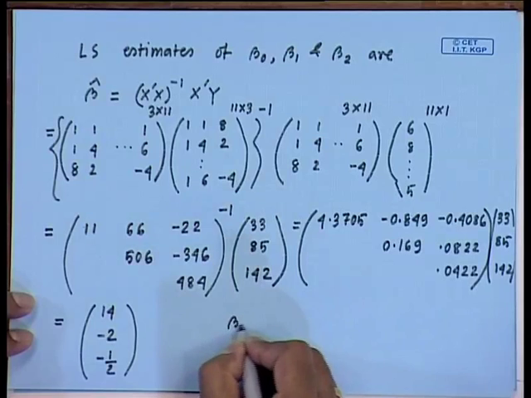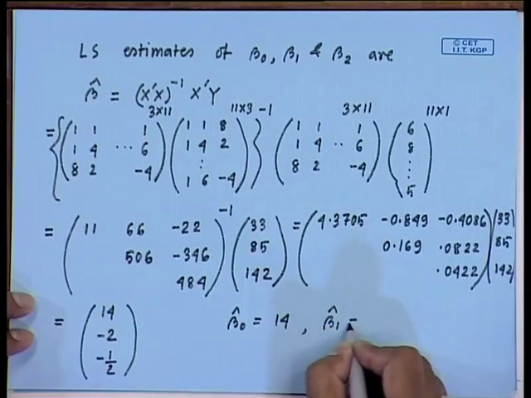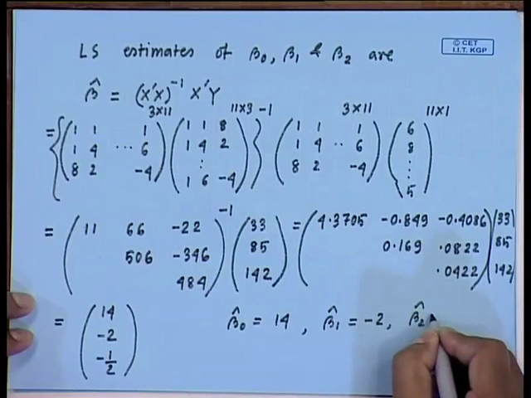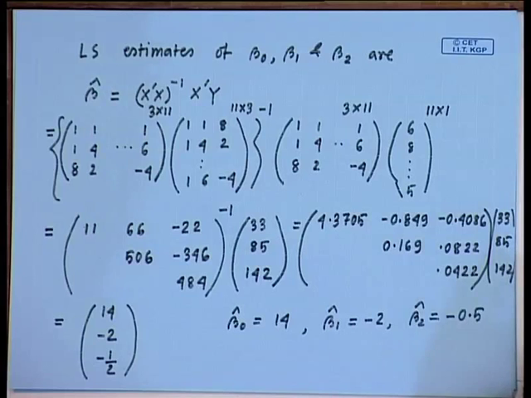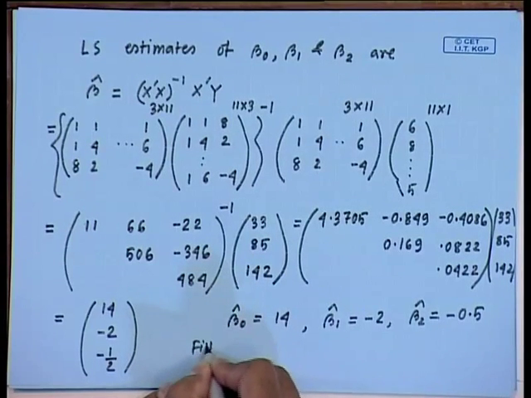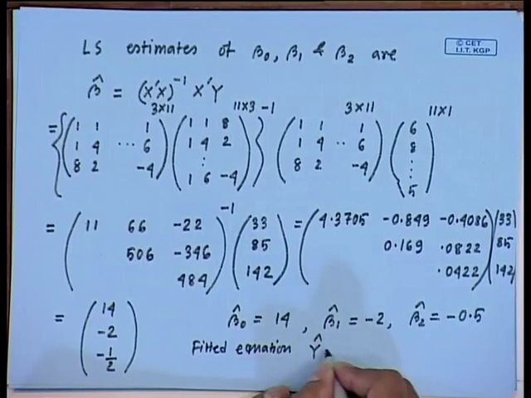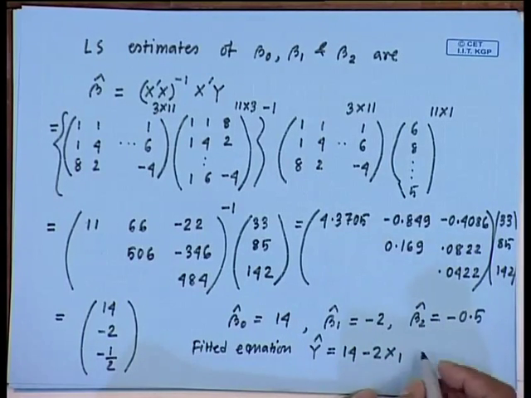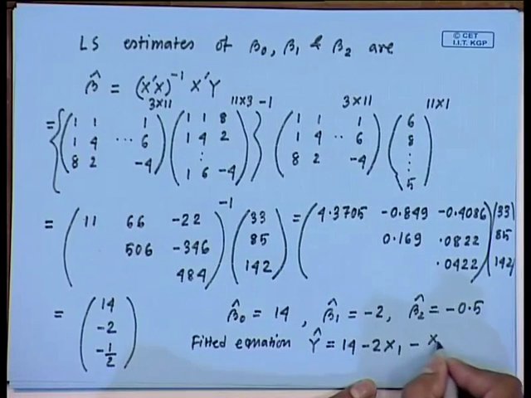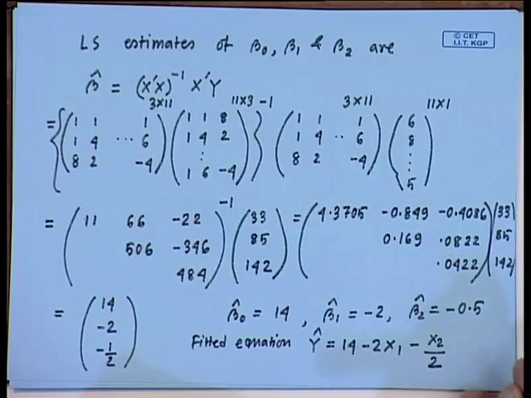So beta naught hat is equal to 14, beta 1 hat is equal to minus 2 and beta 2 hat is equal to minus 0.5. So our fitted equation is y hat equal to 14 minus 2 x1 minus x2 by 2.